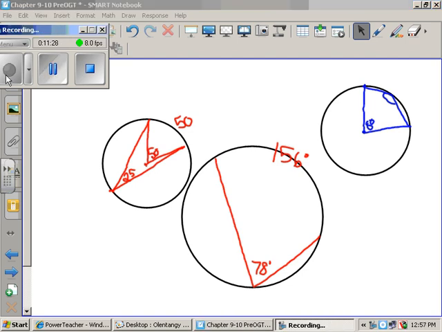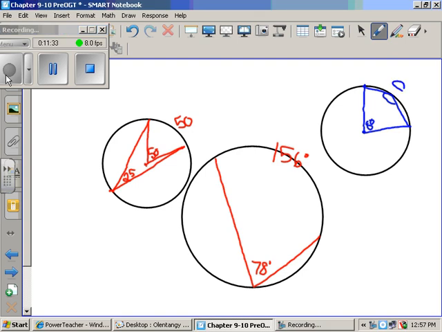Okay, so how much is the minor arc here? 80. So that means what's the measurement of the major arc? 280, right? And what do we know about inscribed angles? It's half the length of its intercepted arc. Isn't that its intercepted arc? So it's 140, right? Yes, it does. Does that make sense to everybody? Yeah. Okay.